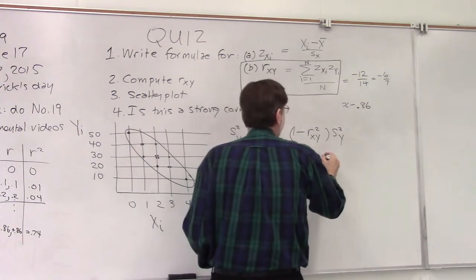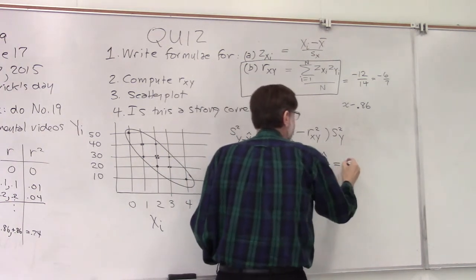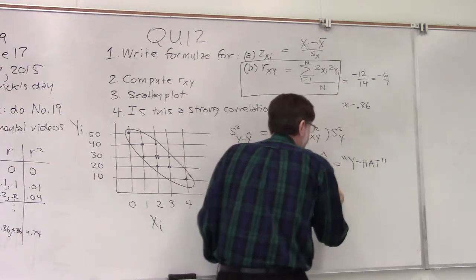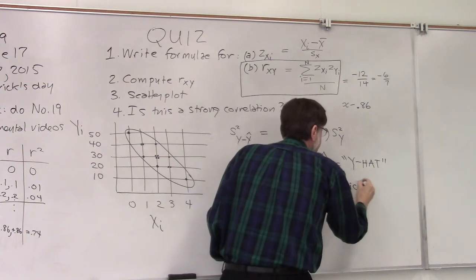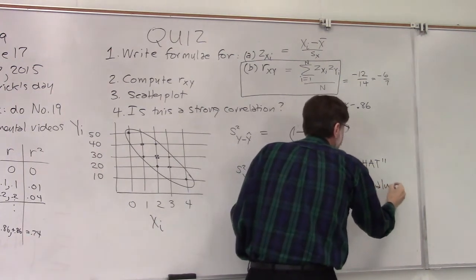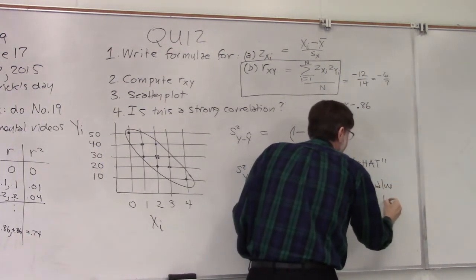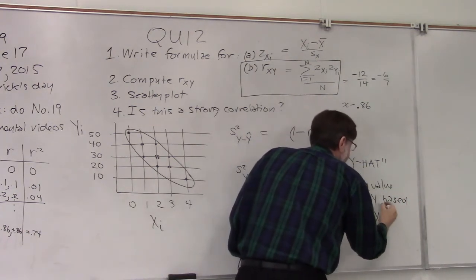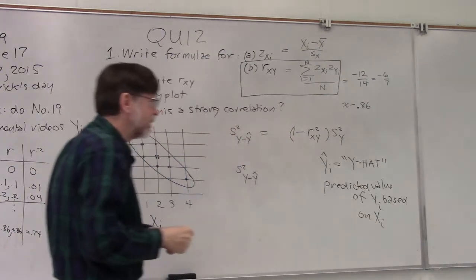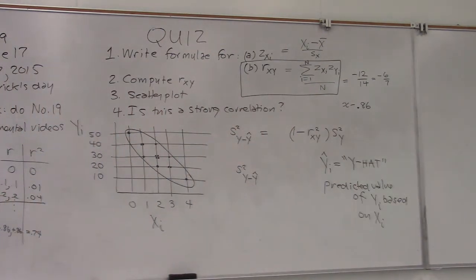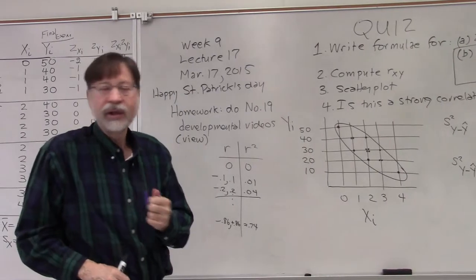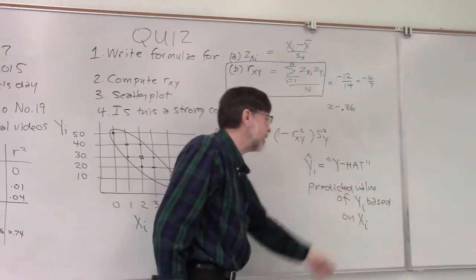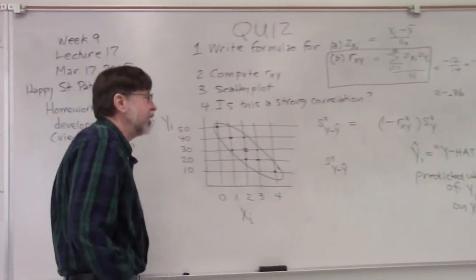So y hat sub i is the predicted value of y based on x. So it's the predicted value of y sub i based on x. If you knew nothing, your y hats are always going to be y bar. But in this case, you're going to make a prediction based on x. And I'm going to tell you how to do that in just a second, how to make your prediction.